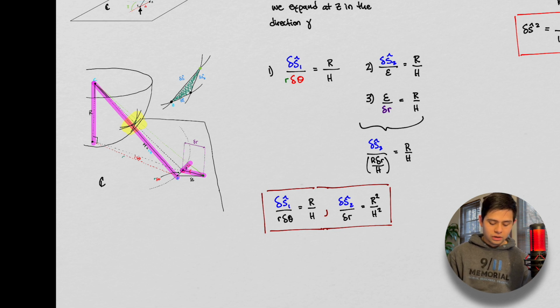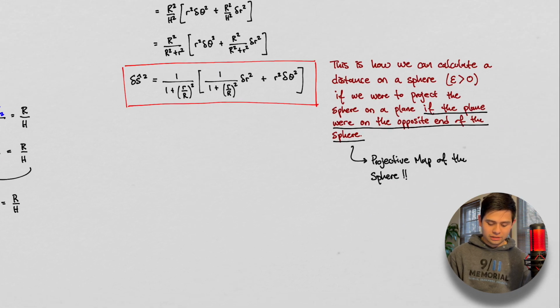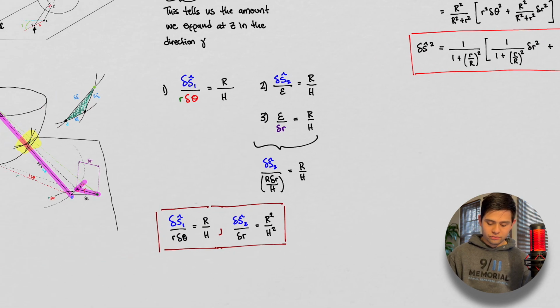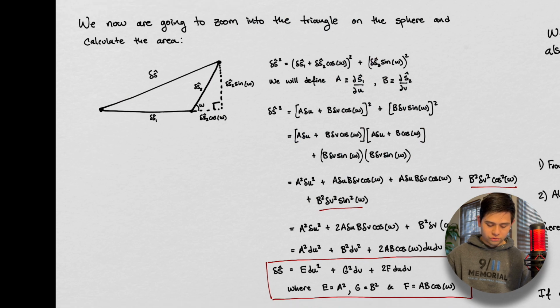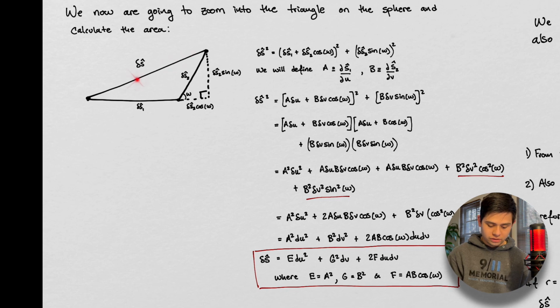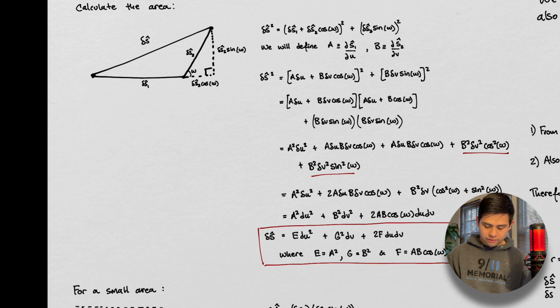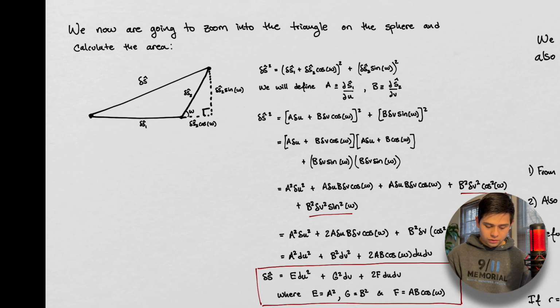So we figured out again, this tells us how we can calculate a distance on the sphere. Now we want to figure out how we can calculate this area on the sphere as well. So let's go ahead and do that. But first, we want to develop another equation for calculating this distance right here. So we have now delta S squared, or what I have here. So we're now going to zoom into the triangle on the sphere and calculate the area.